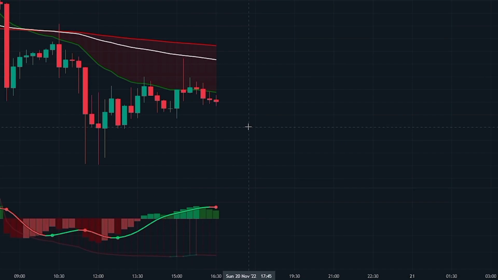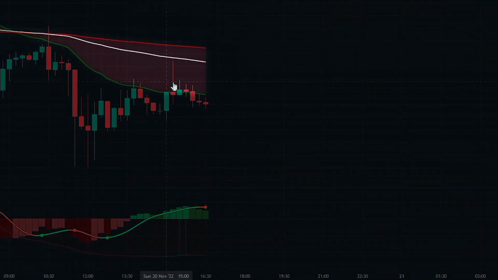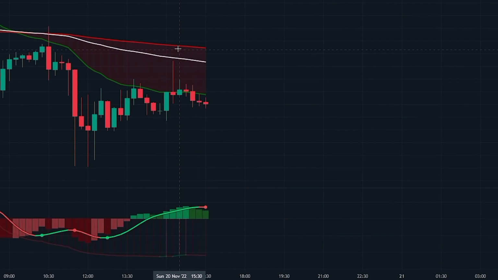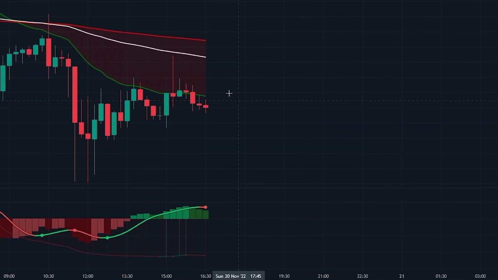For a sell position, the following conditions will need to be met. Firstly, we will need for the EMAs to indicate that the market is currently in a downtrend. This is the case if the red 200-period EMA is at the top, followed by the white and then green-colored EMAs. It's also important that there is a large amount of distance between the EMAs.